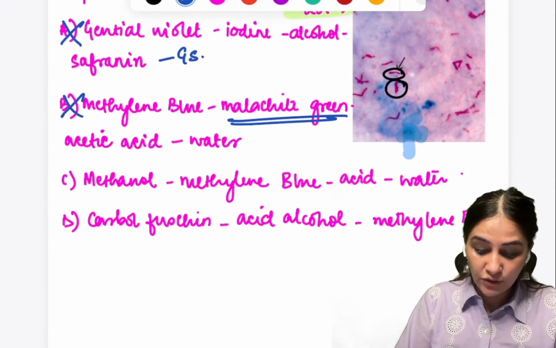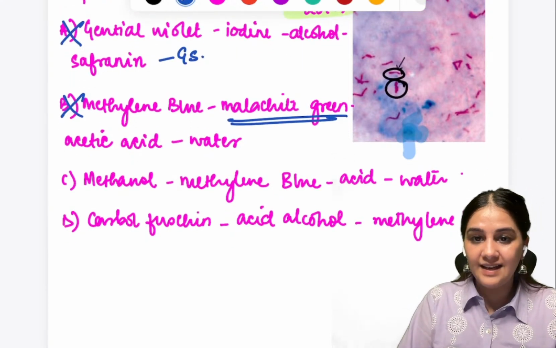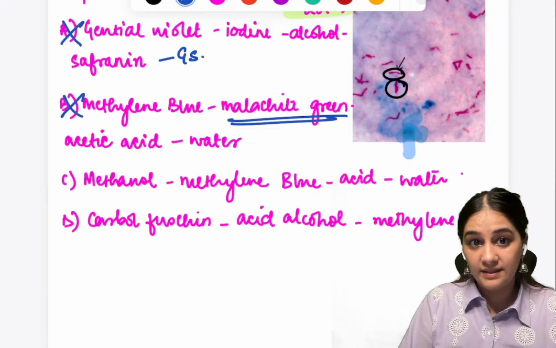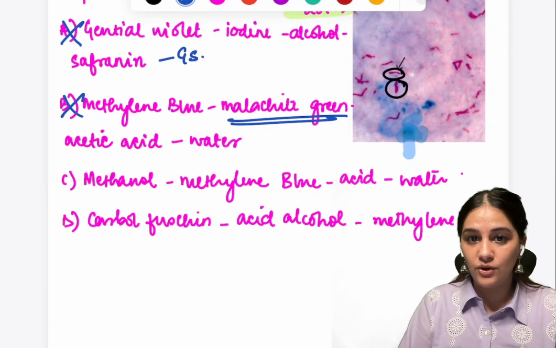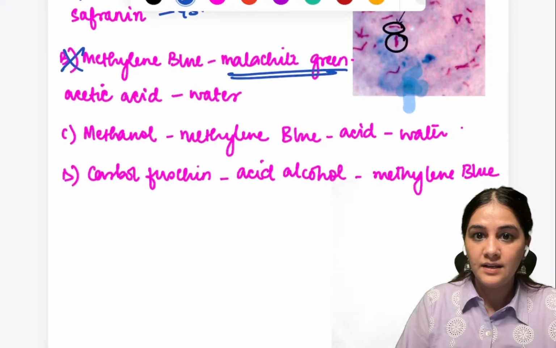Next, we have methanol, methylene blue, acid, and water. Right? So methylene blue is there, methanol, acid, water. Let's keep this as an option. Next, what do we have?